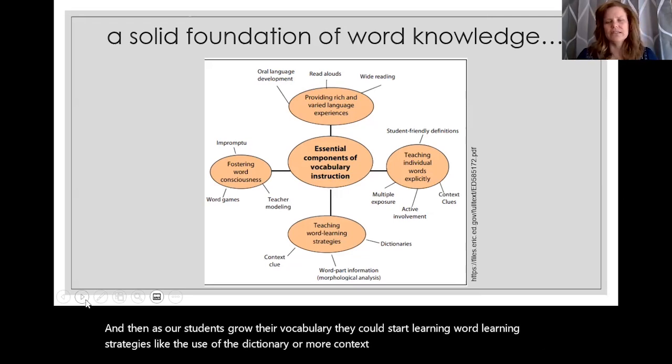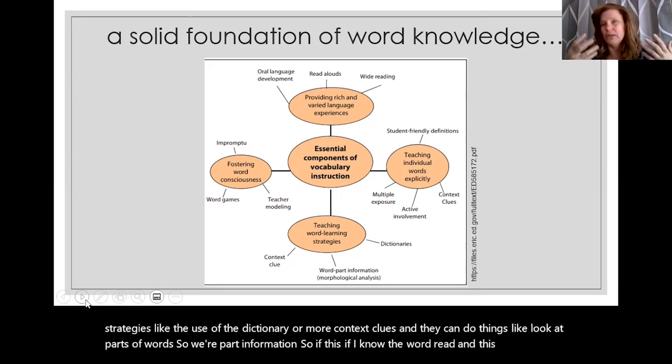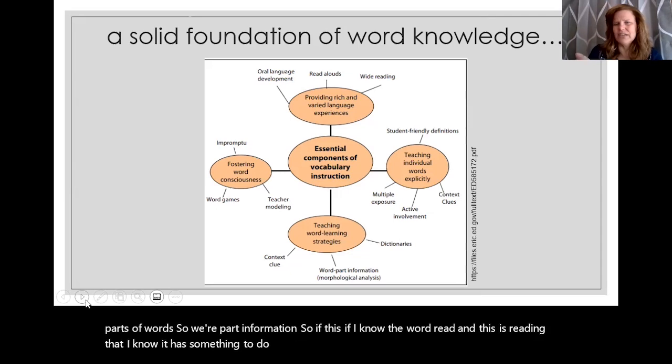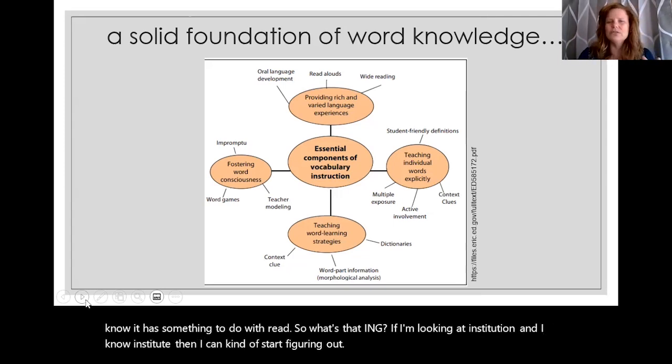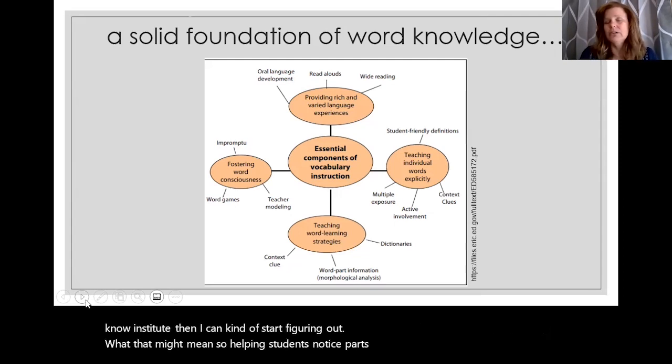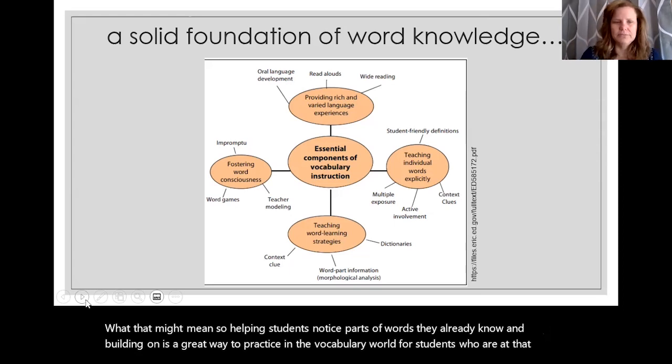And they can do things like look at parts of words. So word part information. So if I know the word read and this is reading, then I know it has something to do with read. So what's that ing? If I'm looking at institution and I know institute, then I can kind of start figuring out what that might mean. So helping students notice parts of words they already know and building on that is a great way to practice in the vocabulary world for students who are at that level of proficiency.